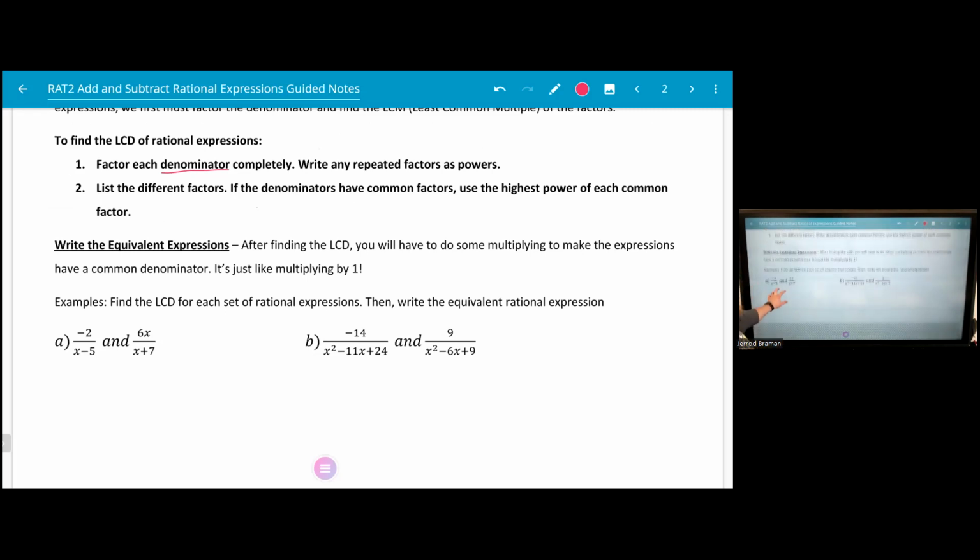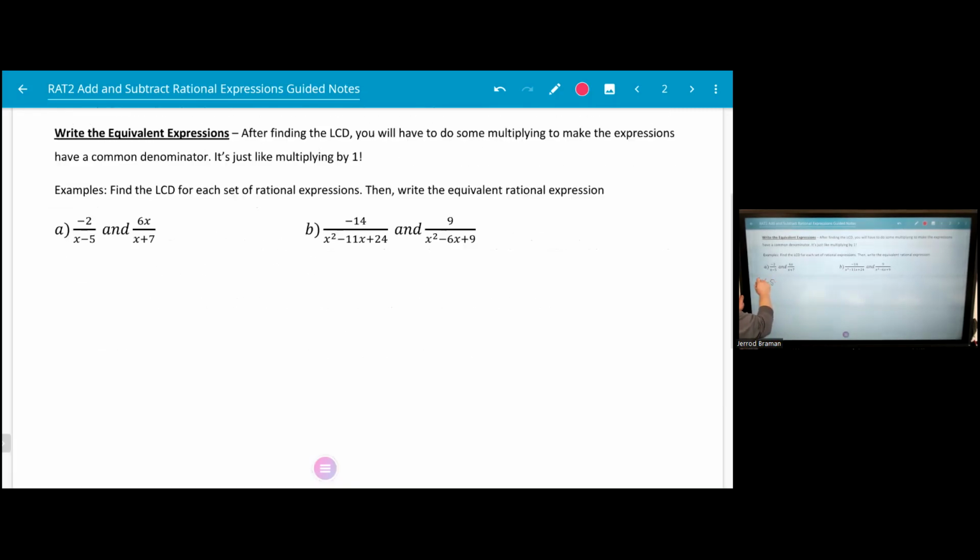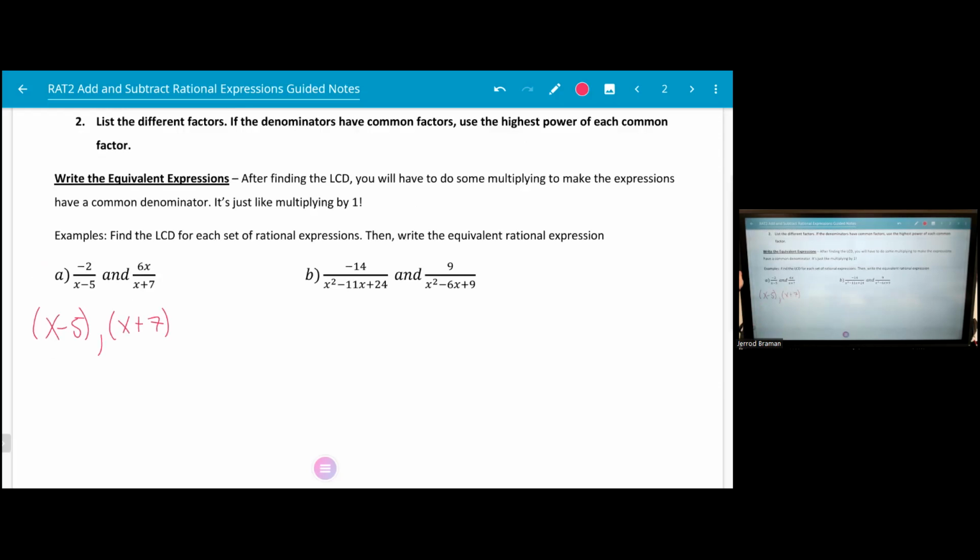We need to list the different factors. Well, our two factors are x minus 5. Again, factors are things multiplied together. We have x minus 5 when it comes from here. We also have x plus 7 from our second rational expression, okay? If the denominators have common factors, use the highest power of each common factor. We didn't have common factors. We just have x minus 5 and x plus 7. In order to get our common denominator, our LCD, we just have to multiply these together.